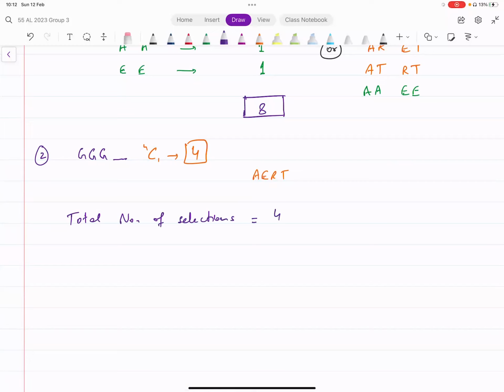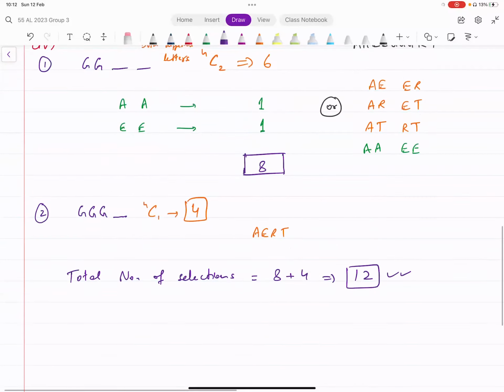That's 4, 8 plus 4. What do we get from this? 12, and that's your final answer. Is that okay?